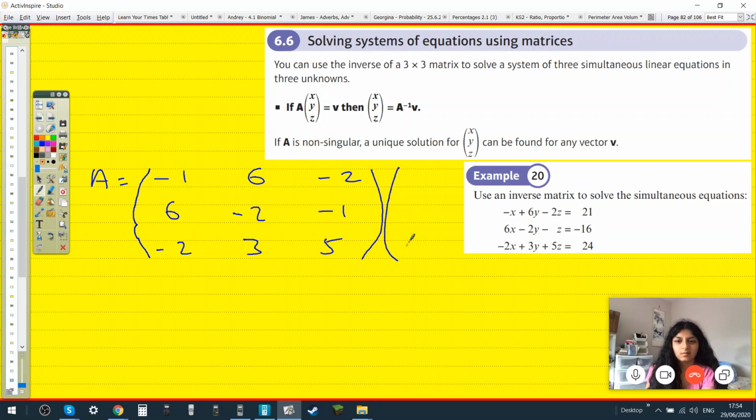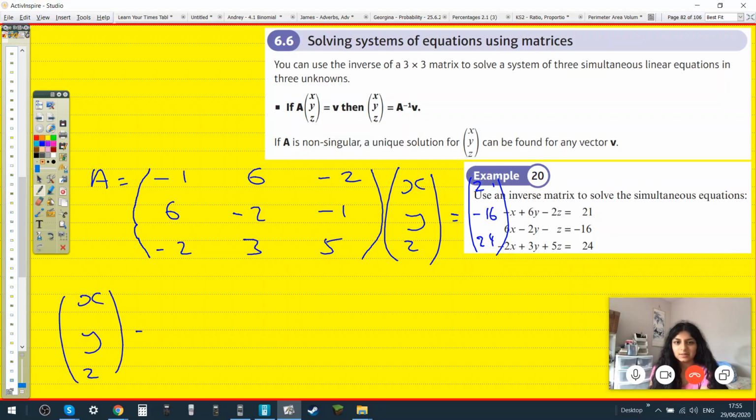And then it's just X, Y, Z. Okay, and that's equal to? A inverse. That's equal to V: 21, minus 16, 24. And then you just times, X is equal to A inverse V. Yes.